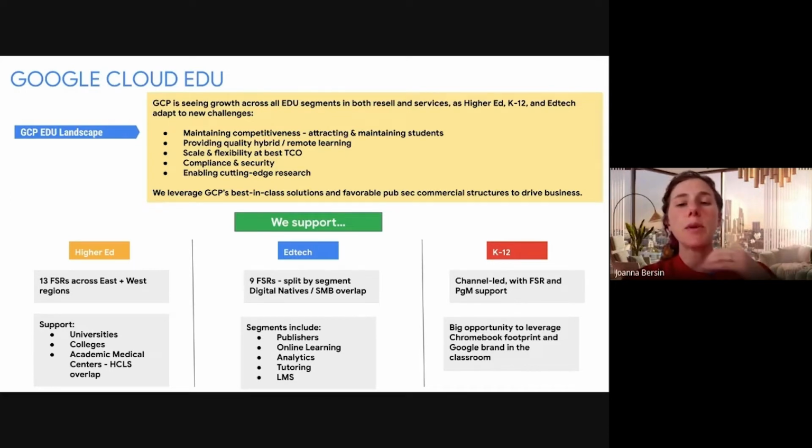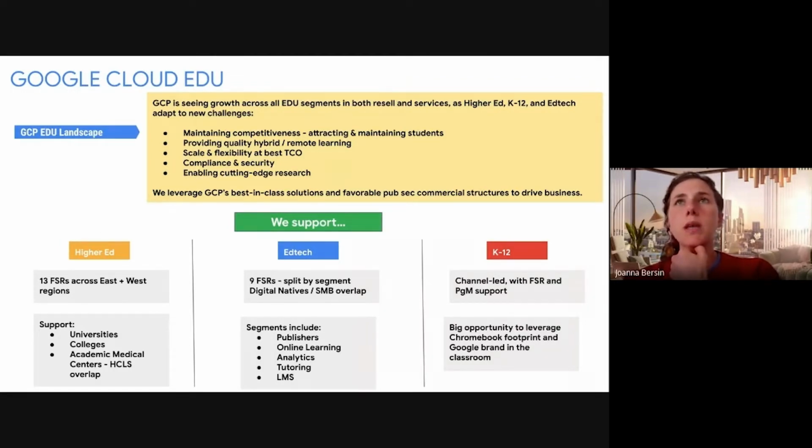There are some topics here where we'll actually have some overlap with Manish, the next presenter, on the HCLS side and the solutions that we'll describe in that segment. Edtech is a big and growing focus for us as well. This is really overlap with SMB and digital natives, where we support edtech startups, publishers, LMS solutions. And then the last is K-12, and that's really where Kyle focuses.